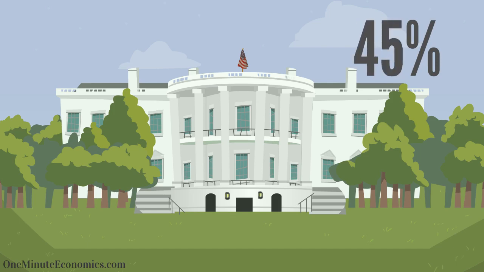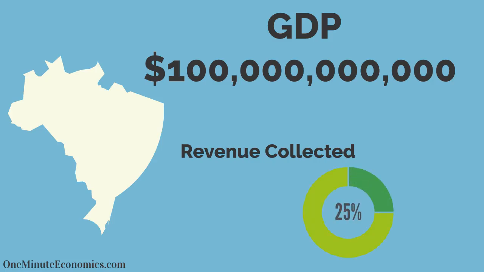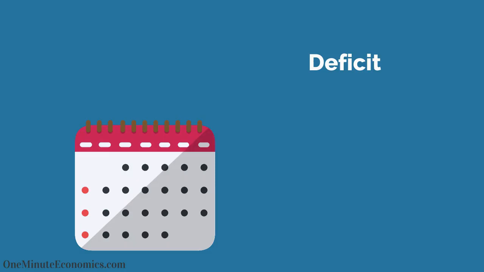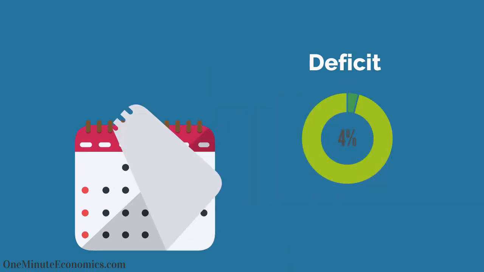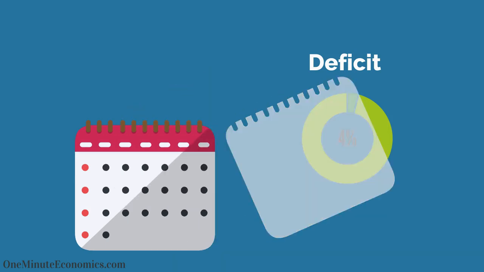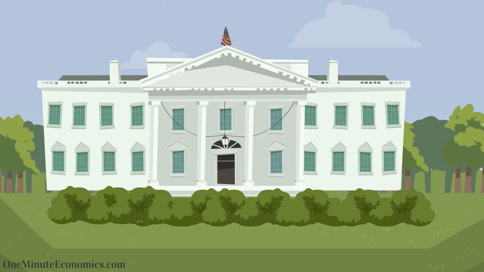To simplify, we'll assume the GDP of a country is $100 billion and that the revenue it actually collects is $25 billion, so 25% of the GDP. Next, let's say the deficit for that year was 4% of the country's GDP, which doesn't sound high if you put it like that. However, it looks worse if you compare it to the government revenue value.